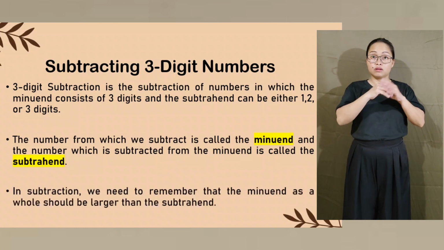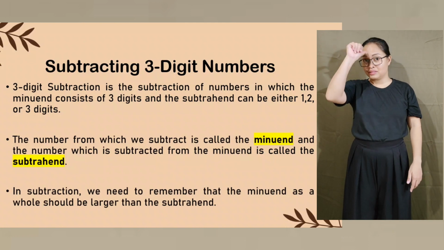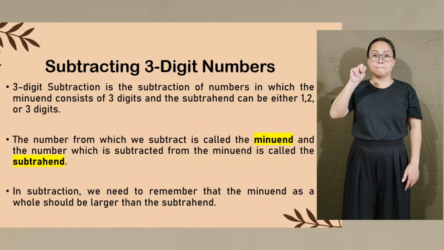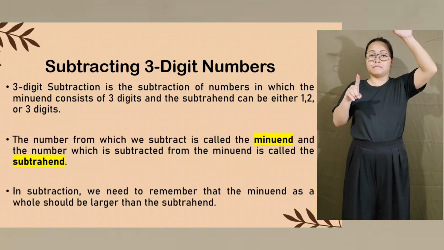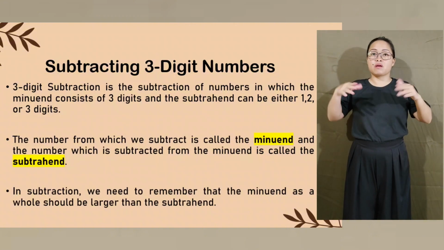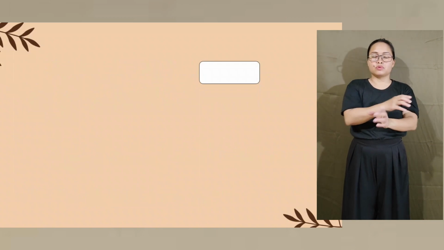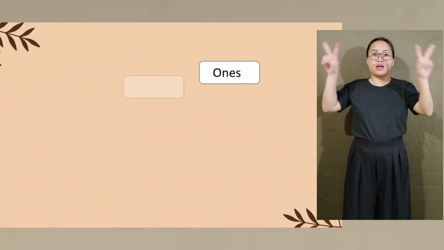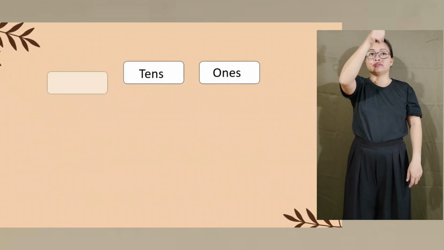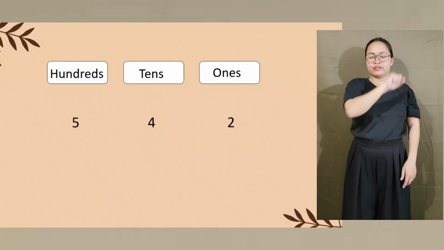In subtraction, we need to remember that the minuend as a whole should be larger than the subtrahend. So in subtracting, we need to place the given numbers into columns according to their respective places, namely ones, tens, and hundreds.